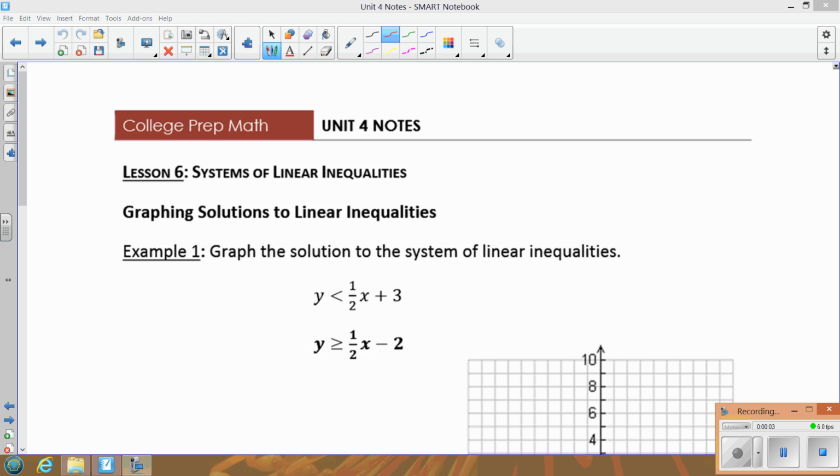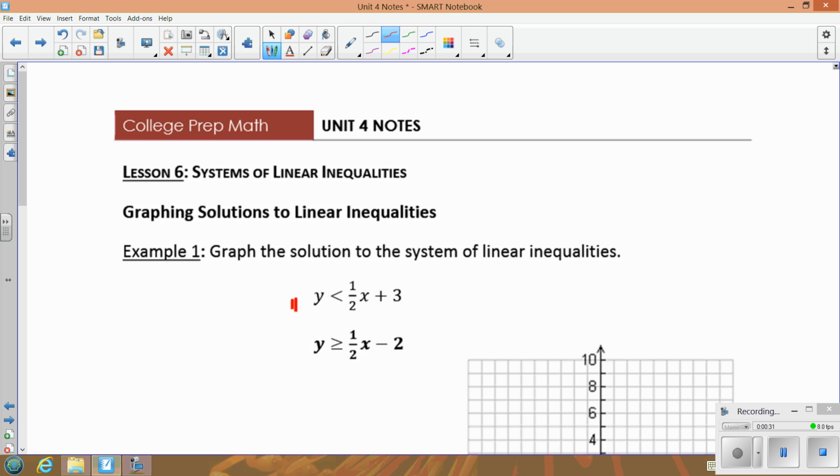In lesson 6, we're going to look at a system of linear inequalities. So far we've looked at systems of equations, and now we're going to take a look at systems of inequalities. For this lesson, you've already learned how to graph inequalities. So now it's really just graphing two or more inequalities at the same time and looking at where the shading overlaps. If you remember from inequalities, when you graph an inequality, you have shading.